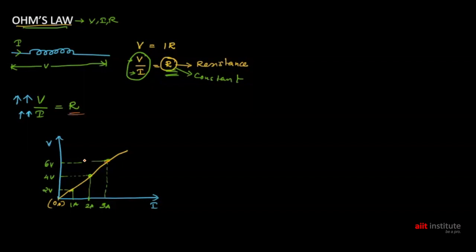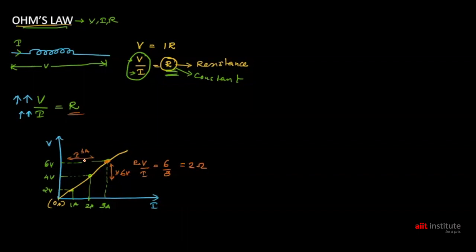Suppose I am going to find the value of resistance here. We know that the voltage value is 6 volt and the current value is 3 ampere. So we know that R is equal to V by I. So 6 by 3, which means 2 ohm.